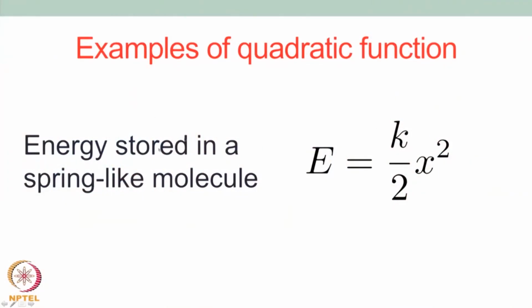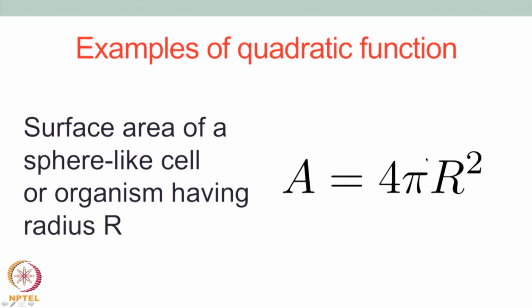Now, such functions, for example, y is equal to x square, is called a quadratic function, because of the second power, and there are many cases where we can think of this quadratic function coming. For example, the energy of a spring we write as half kx square. So, energy stored in a spring-like molecule is half kx square, which is an example of a quadratic function.